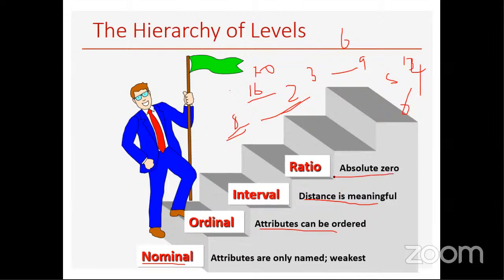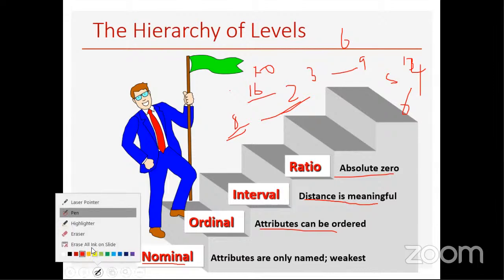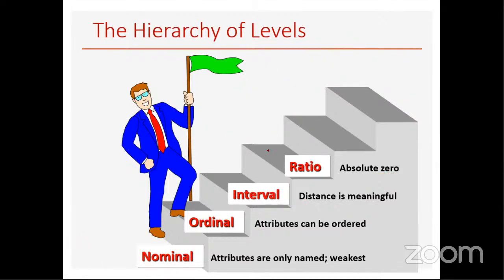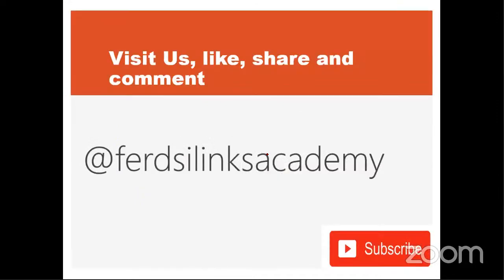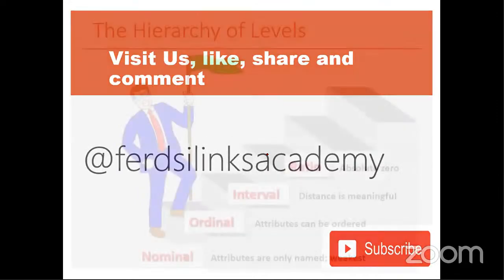Now the absolute zero means, do we have zero? And a good example would be degrees Celsius. When we measure temperature in degrees Celsius, 0 degrees does not signify the absence of temperature, but it signifies temperature at a certain level. Now that is what we have to say with respect to the levels of measurement.